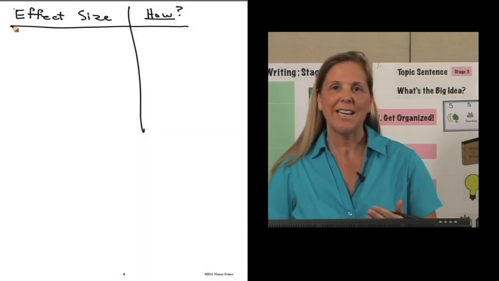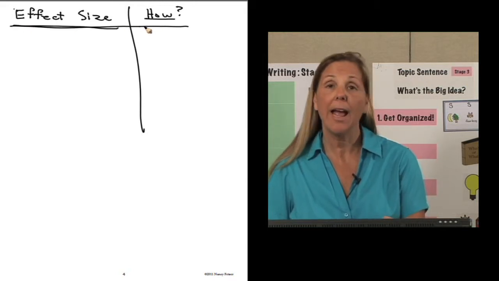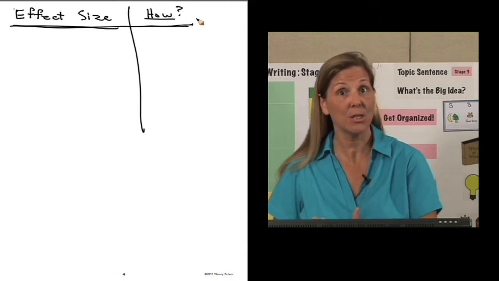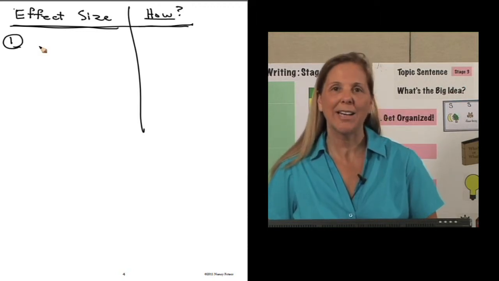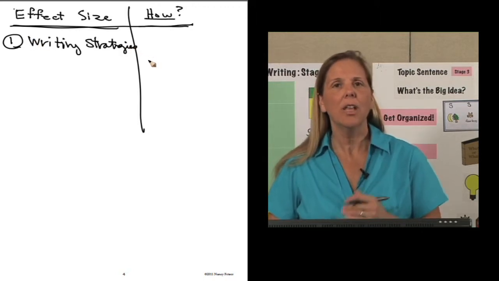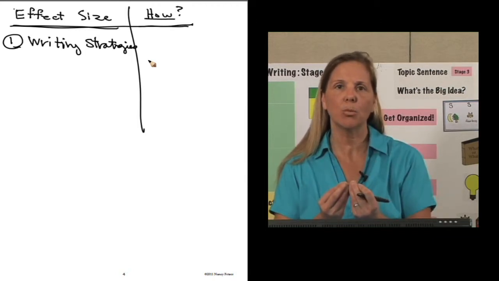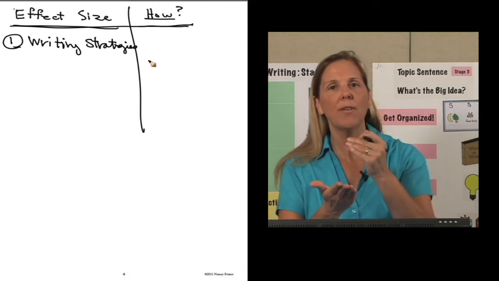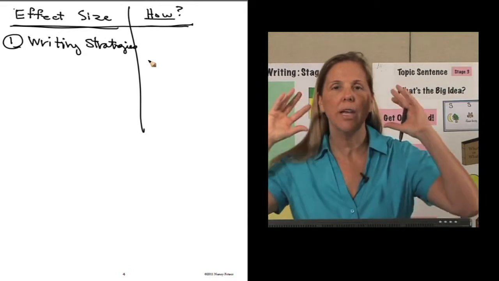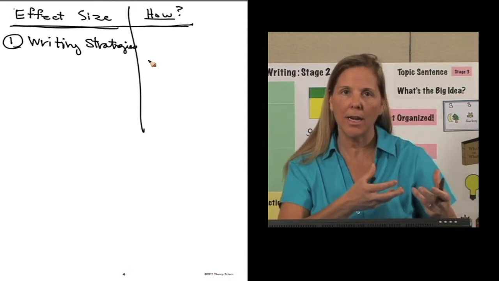As I review the Writing Next research, what I wanted to show you is the effect size and then how I connect that to the instructional strategies in my program that I have in this manual. The number 1 ranked strategy is writing strategies. Now, let me be clear when I talk about writing strategies. What they're telling you in this research is you need to provide direct, systematic instruction to teach your students how to plan their writing, how to revise and edit their writing.